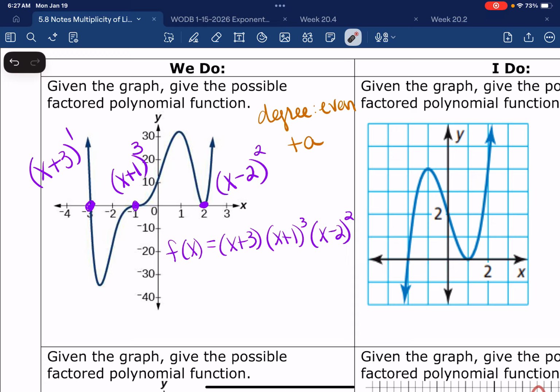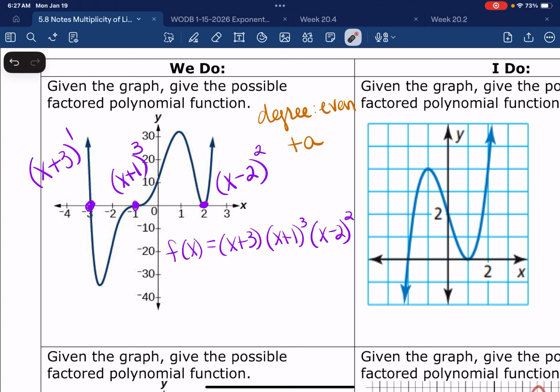And of course, you can always check that using your Desmos graphing calculator. We don't have any other specific points necessarily labeled on this graph. I guess we could eyeball this and see that this point appears to be located at (0, 12). We could plug this in for x and y and solve for this invisible a value if we wanted to be more specific. But again, this is just a possible factored polynomial function.